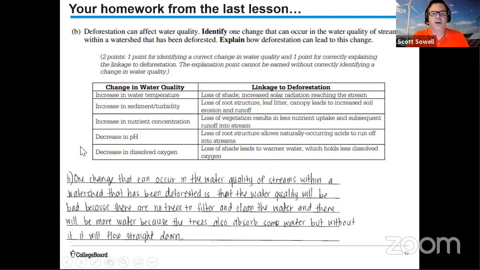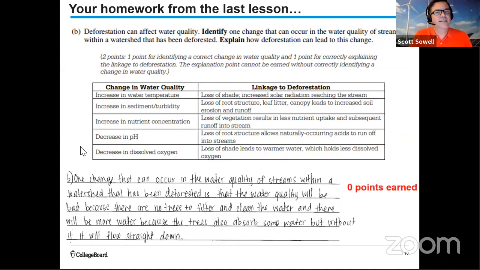One change that can occur in the water quality of streams within a watershed that has been deforested is that the water quality will be bad because there are no trees to filter and clean the water, and there will be more water because the trees also absorb the water, but without it, it will flow straight down.